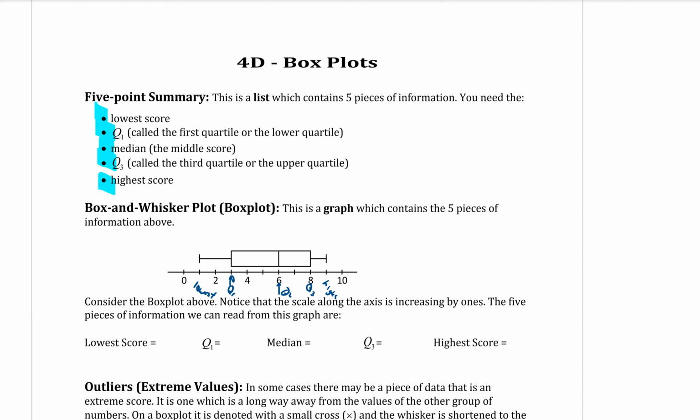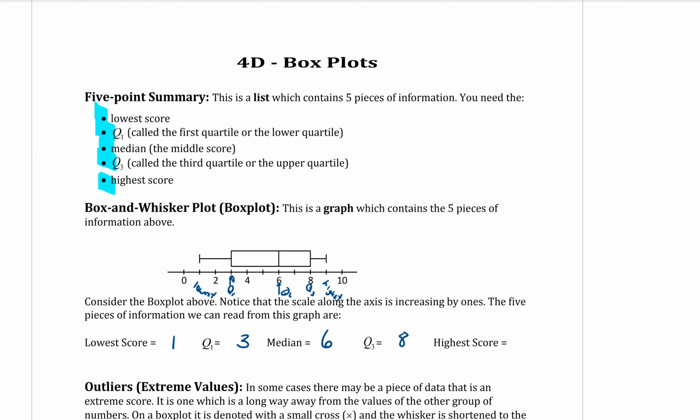It says, consider the box plot. Notice that the scale along the x-axis is increasing by 1s. The 5 pieces of information we can now read from the graph are, let's write them down here. The lowest score, this little line here, would be a 1. The Q1, the next line along, is 3. The Q2, which is the median, is 6. Q3 is 8, and the highest score is 9.